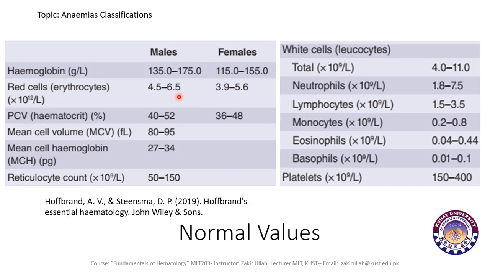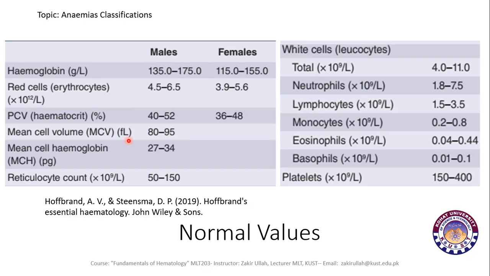The red cells are the erythrocytes. In male they are found 4.5 to 6.5 times 10 to the power 12 per liter, and in female they are slightly lower due to their menstrual cycle. The packed cell volume or hematocrit percentage, in male they are slightly higher, that is 40 to 52%, and in female they are slightly lower.